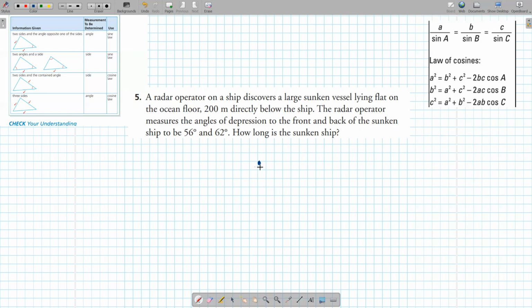It's like a bat, like an echo. So from this point, he notices the sunken ship, which is 200 meters below. The radar operator measures the angle of depression to the front and back. All right, so let's say, what's going on here? This is the ship. He measures it to the front, and then he also measures it to the back. Now a question for you. Angle of depression. Is it going to be the one on the outside or the one on the inside?